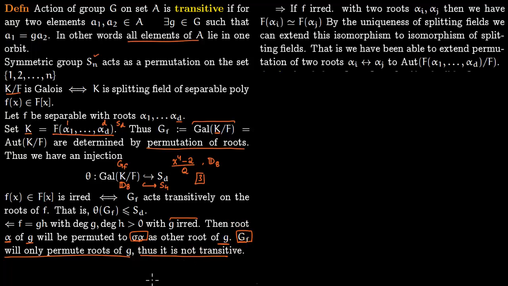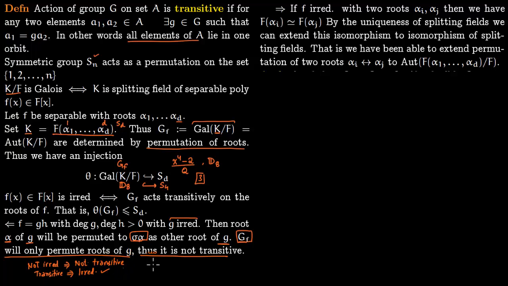So we have proved here that not irreducible implies not transitive. And now you take the contrapositive of this. The contrapositive would say that transitive implies irreducible. So this direction is done.